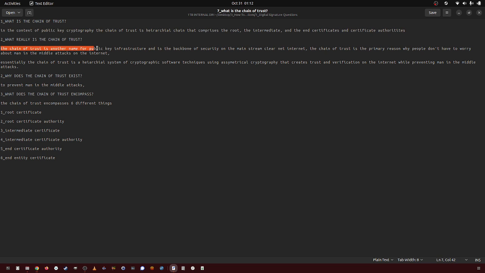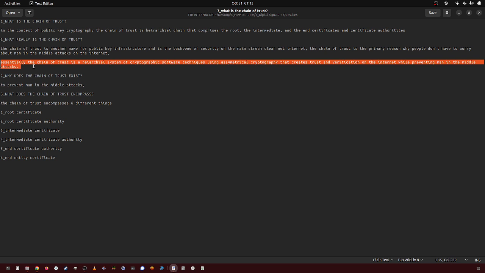The chain of trust is another name for public key infrastructure and is the backbone of security on the mainstream ClearNet internet. The chain of trust is the primary reason we don't have to worry about man-in-the-middle attacks on the internet. Essentially, the chain of trust is a hierarchical system of cryptographic software techniques using asymmetrical cryptography that creates trust and verification on the internet while preventing man-in-the-middle attacks.